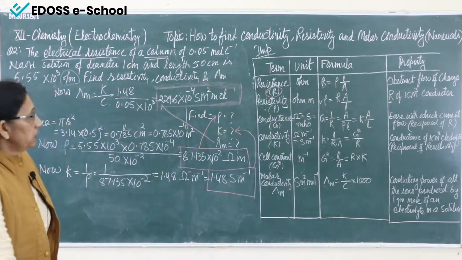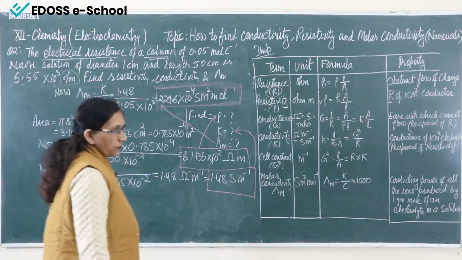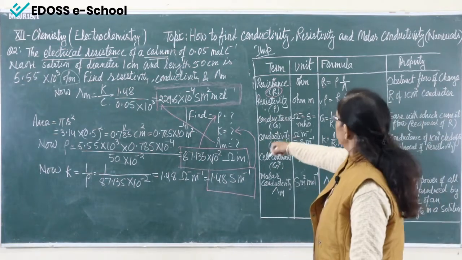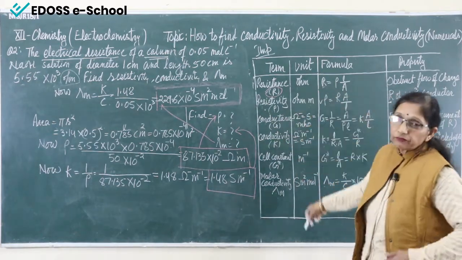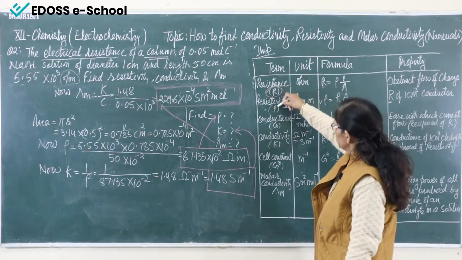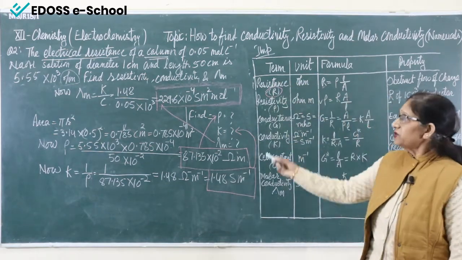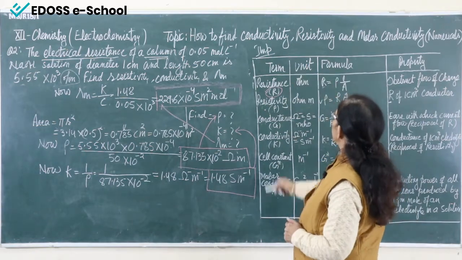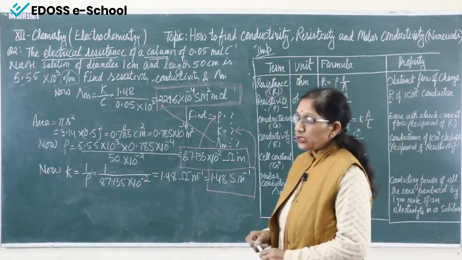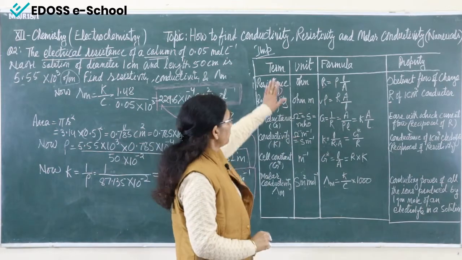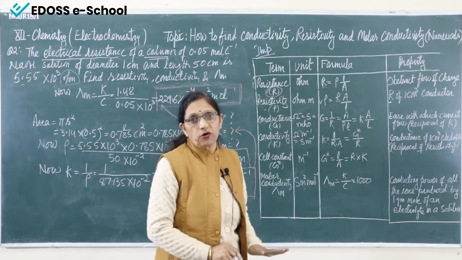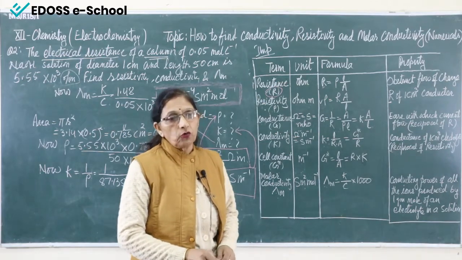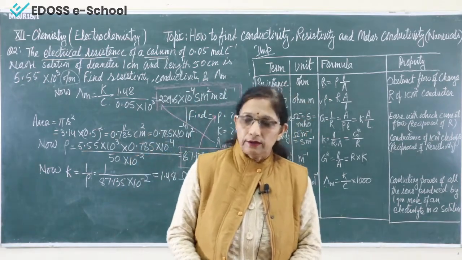So you can see in this question, we have done two numericals, and we have used all these formulas in these numericals. So I think that now it will be easy for you to calculate conductivity, resistivity and molar conductivity, but the important thing is that you have to learn this. This table is very important. If you don't know the formulas, you won't be able to do any numerical. Thank you.